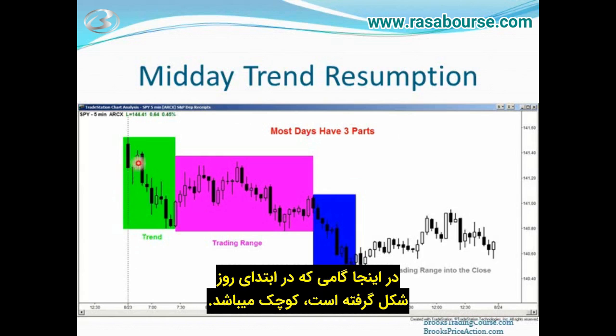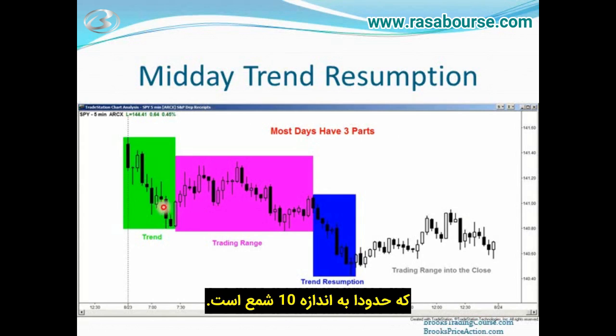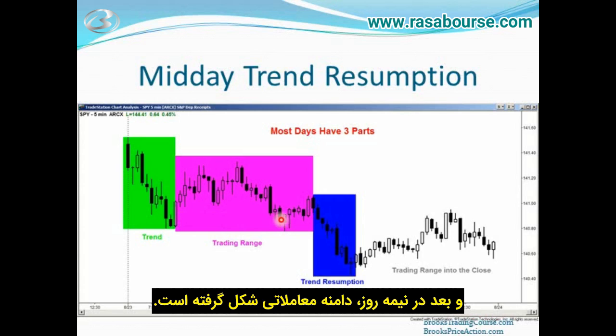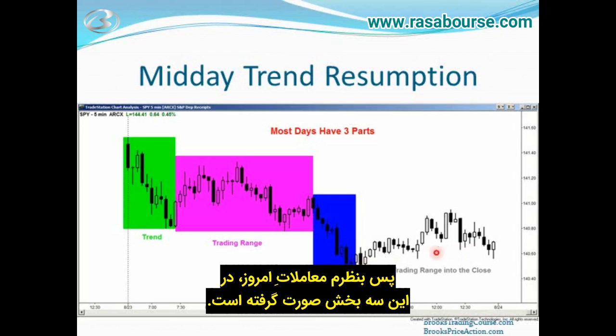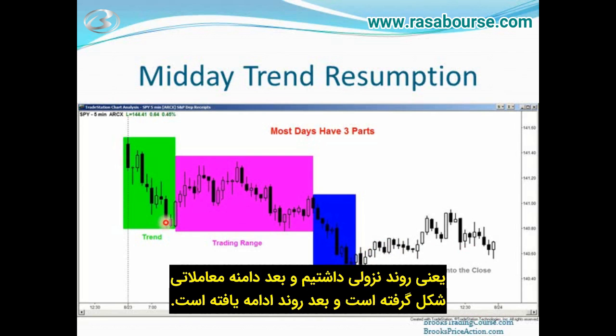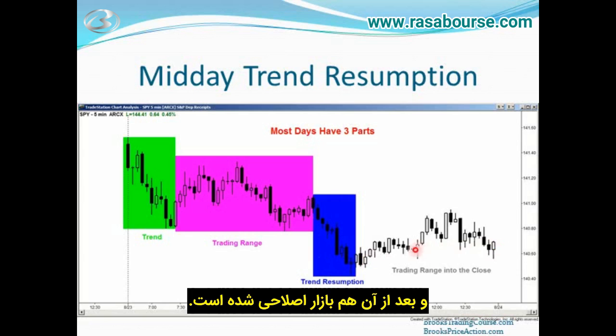Here's a day where the opening move, the trend, was small, just about 10 bars or so, not even 10 bars. And then we had a trading range for the middle part of the day, and then a trend resumption into the close, and then a trading range after that. So to me, these are the three parts of the day. We had a bear trend, trading range, trend resumption, and then pretty much dead zone after that.